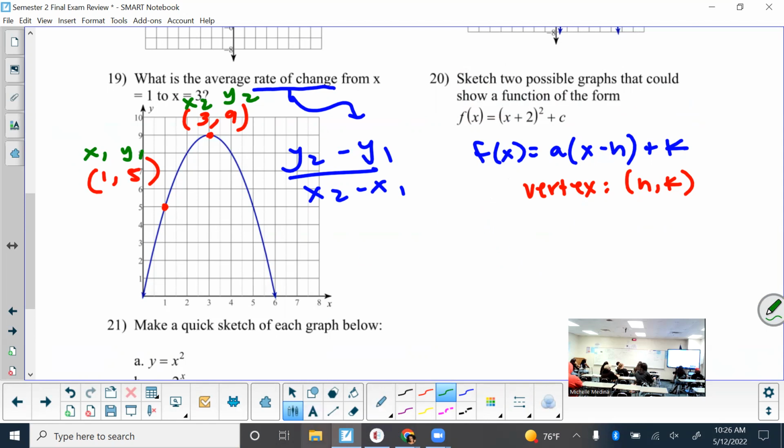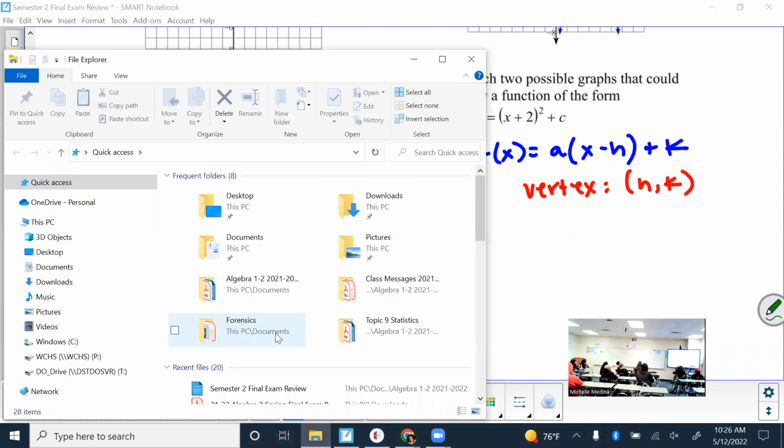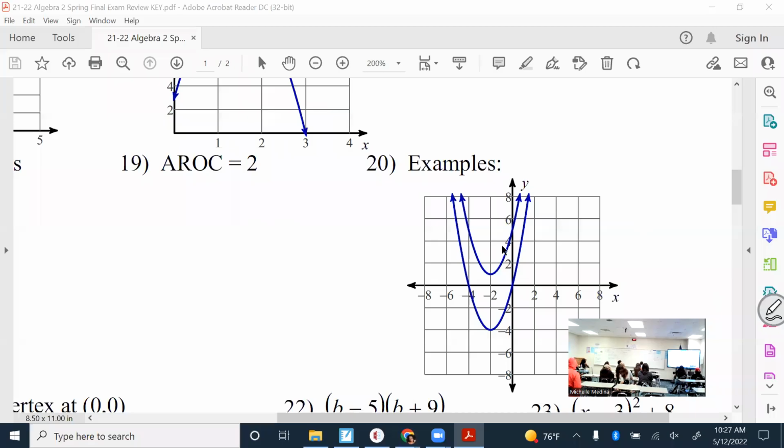So let me show you that on the key. Hold on, I'm going to pull up the key. I don't know who this is. The vertex you can see is at x equals -2, but the y is different. And I guess the y could just be different based on whatever you pick for c. All right, so back to this.